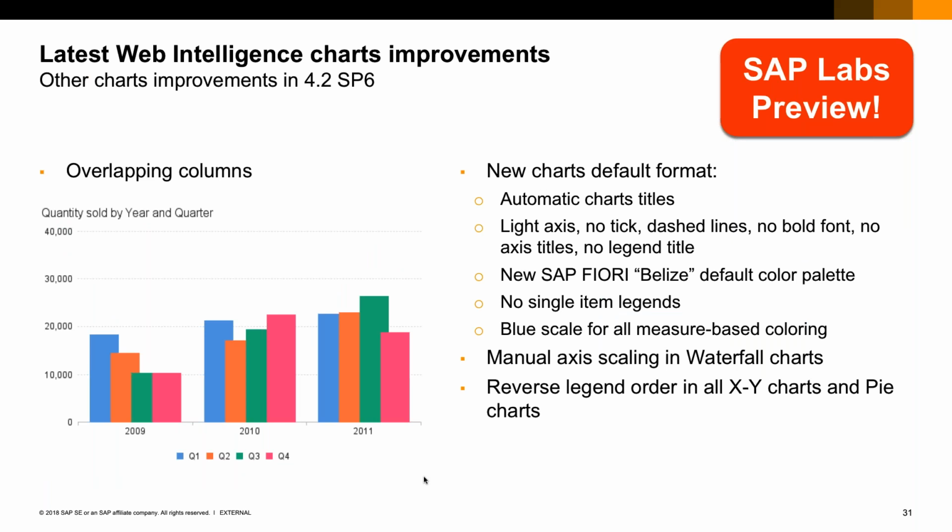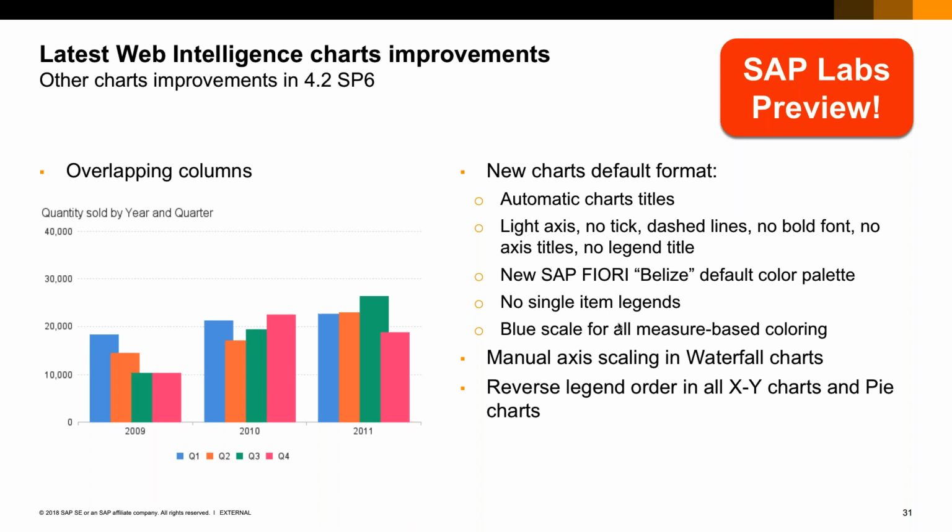Other improvements we're working on for 4.2 SP6: the ability to have overlapping columns in column charts, such as the example you can see on the left-hand side. And several other improvements. First of all, we've introduced a new color palette again. That's the SAP Fiori palette called Belize, and that's actually the palette used in SAP Analytics Cloud, the same color palette. So you can have very similar charts on both tools with the same colors.